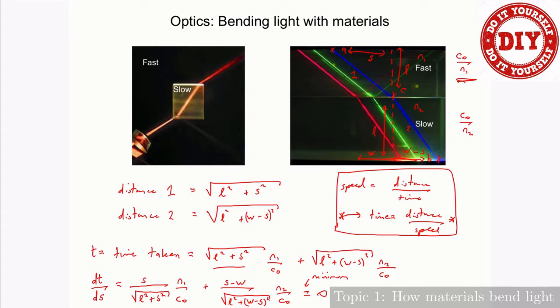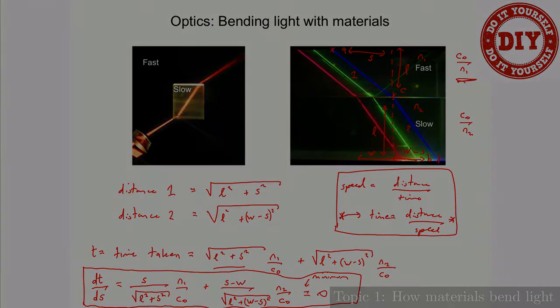Okay, so what does this equation tell us? Right, this is our equation. This is the equation that if it's true, if we can find the value of s such that this is true, that value of s is the one that makes the light travel the least time from A to B.